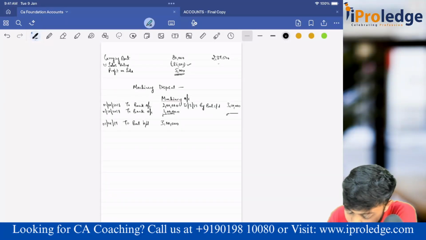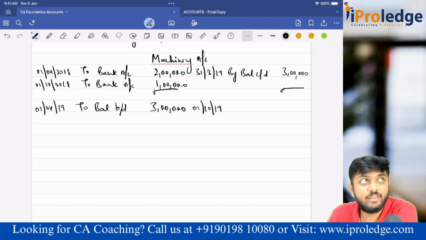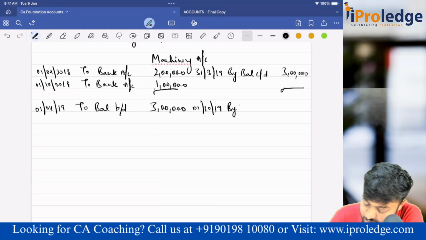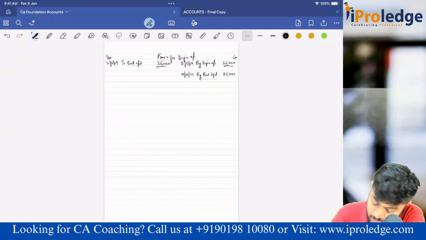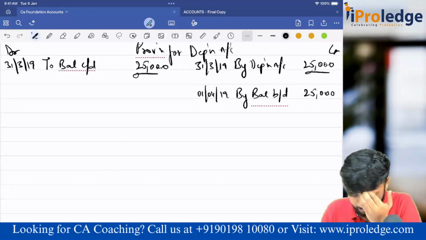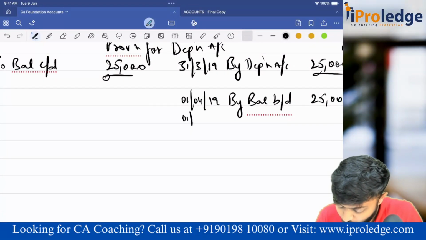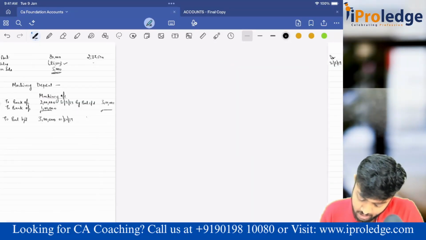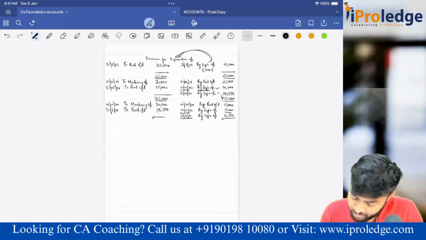So first thing is, please give depreciation for this machinery that you are selling till the date of sale. So by depreciation, it will not come here, it will come here. Depreciation, because in provision for depreciation we give depreciation in provision for depreciation. So 1/10/19 by depreciation account. How much have I given? Go back. See, come here only. How much I gave? 10,000.